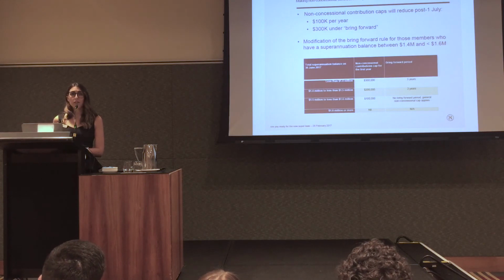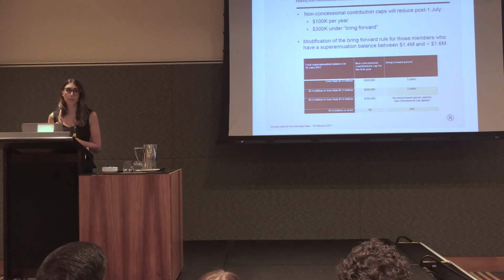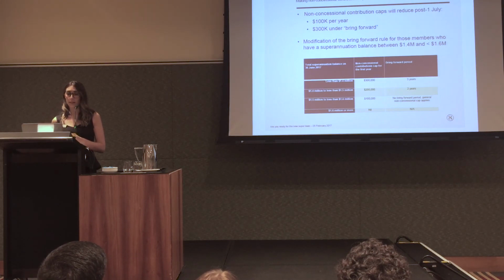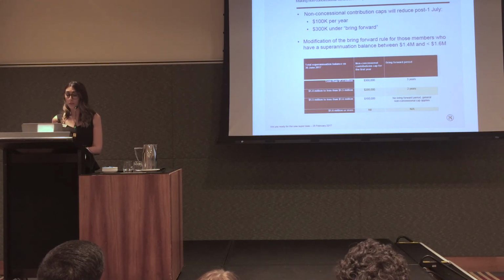As of 1 July, the non-concessional caps drop to $100,000 a year or $300,000 under the bring forward rule. Using the same example as before, where you've got a husband and wife SMSF, they can only bring forward collectively $600,000. So it makes it quite difficult to get property into super under the new bring forward rules. There's also a modification of the bring forward rule for those members who have super balances between 1.4 million and less than 1.6 million. There's a table there in the slides. I'll let you have a look at that in your own time.